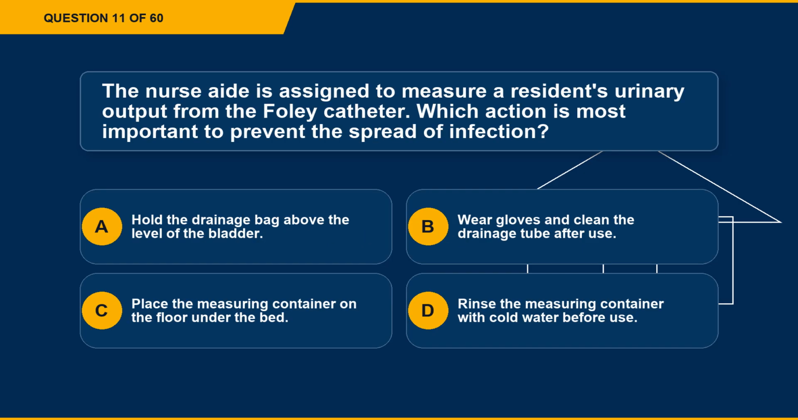Question 11. The nurse aide is assigned to measure a resident's urinary output from the Foley catheter. Which action is most important to prevent the spread of infection? Option A, hold the drainage bag above the level of the bladder. Option B, wear gloves and clean the drainage tube after use. Option C, place the measuring container on the floor under the bed. Option D, rinse the measuring container with cold water before use.